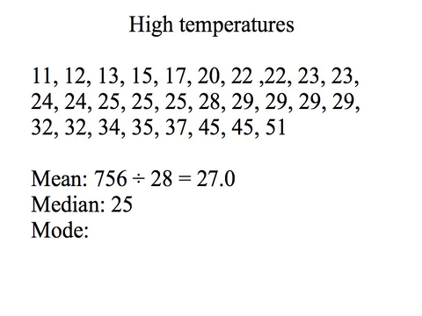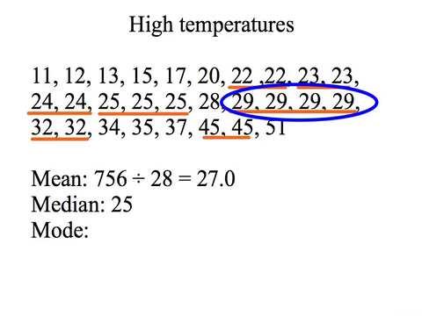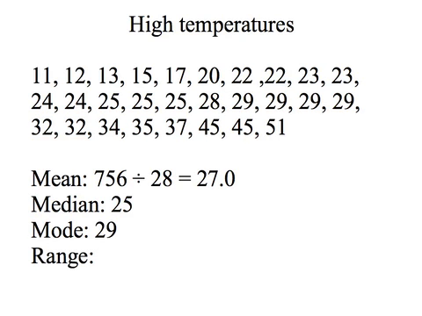For the mode, I'm going to underline all numbers that appear more than once, and then look to see if there's a number that is more than any of the others, and yes, that's 29 because there's 4 of those, so the mode is 29. And for the range, I find 51 and 11, I subtract. 51 take away 11 is 40. The range is 40.